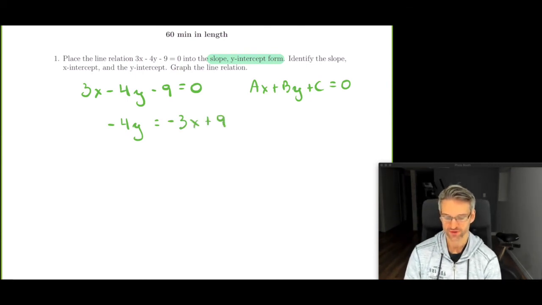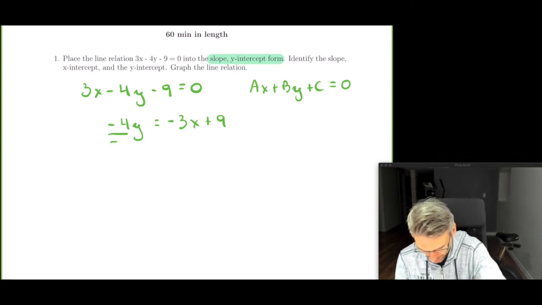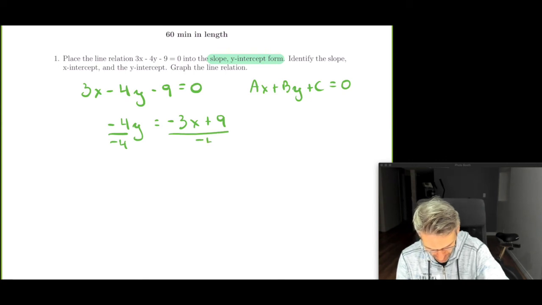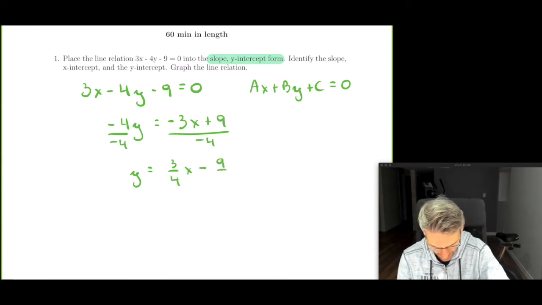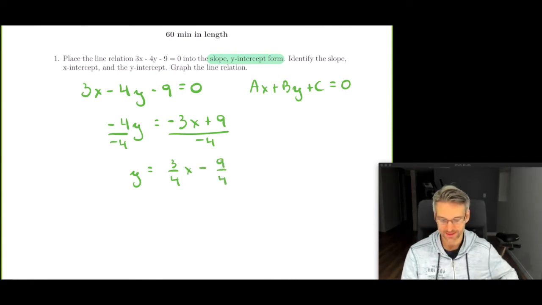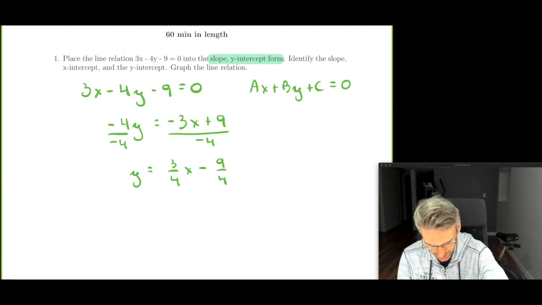That's just shifting the two terms over. Now, next, I'm going to divide by -4. I'm going to do that to both sides. So I'm going to get y is equal to 3 over 4x minus 9 over 4. And now it is in the slope y-intercept form. So there you have it. So that's the first part.